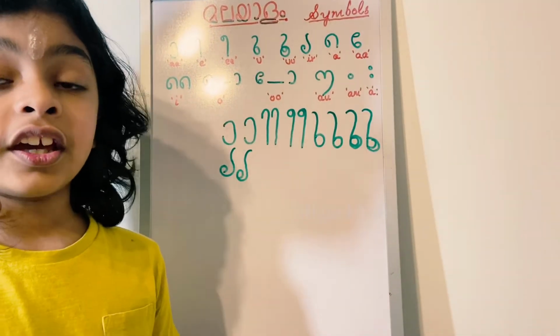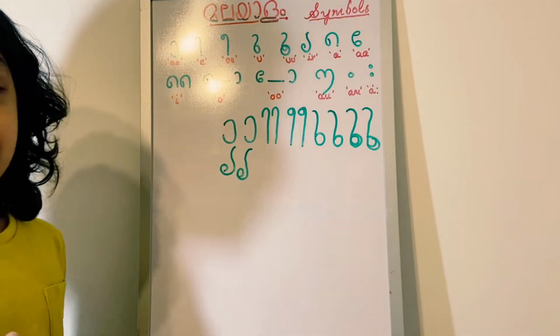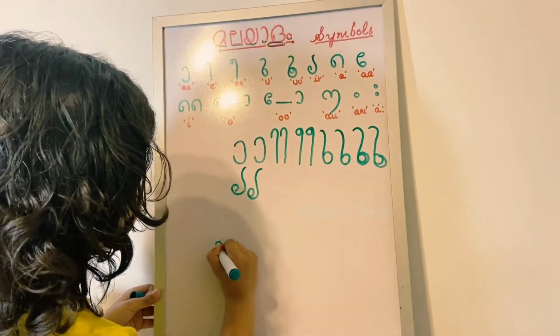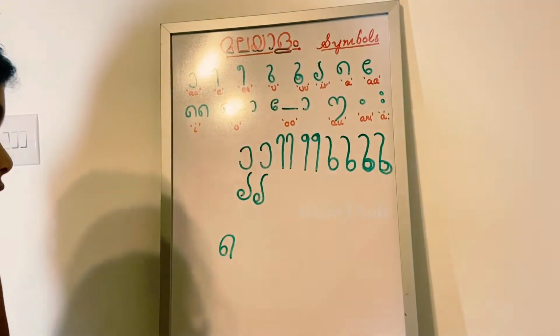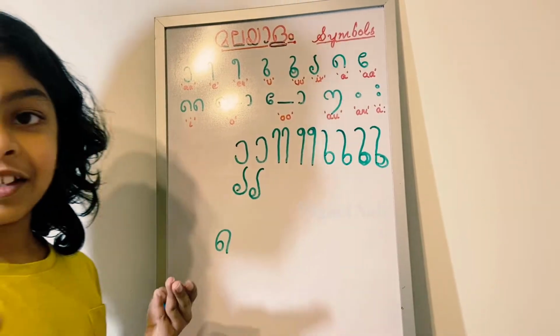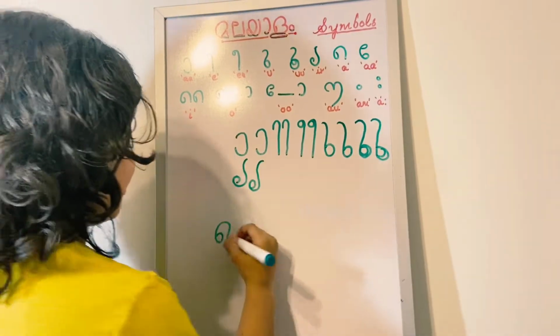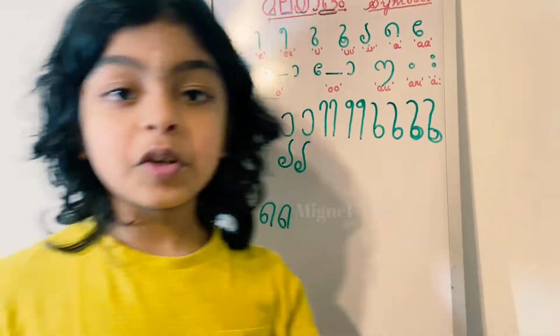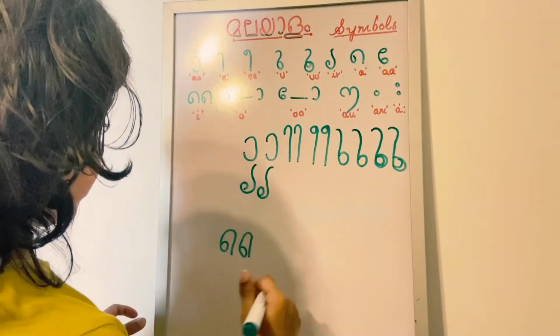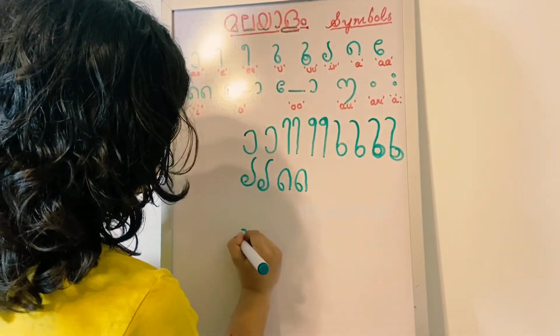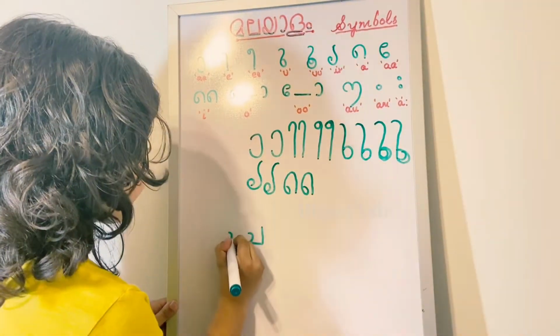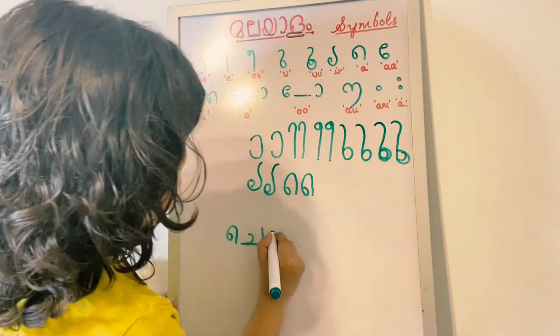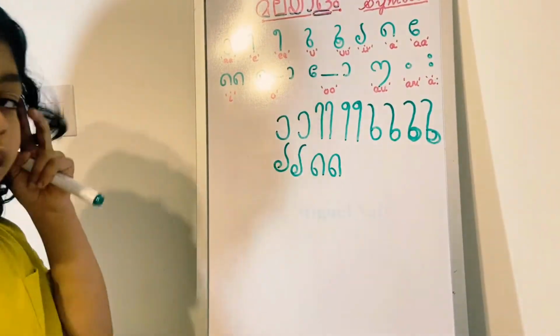Next letter is A. A is pretty simple. It's just a backwards ra, like this. That is A. Let me show you it one more time. We use A in the word jedi, which means plant. Let me show you how to write it. It has a cha. To make the cha, che, you need to put the A symbol at the beginning, like this. Che, di, jedi.